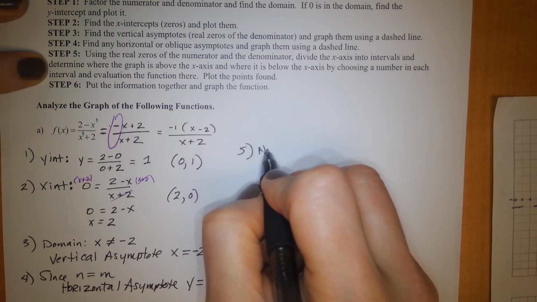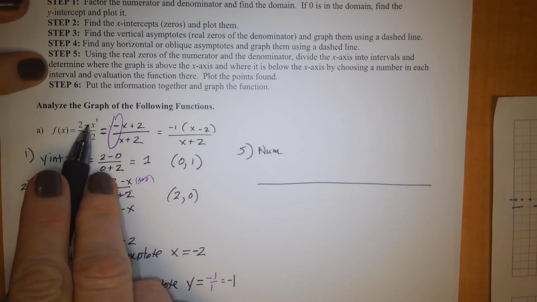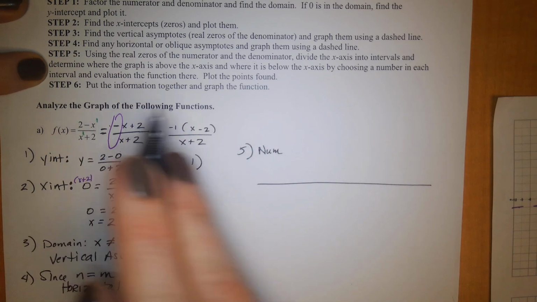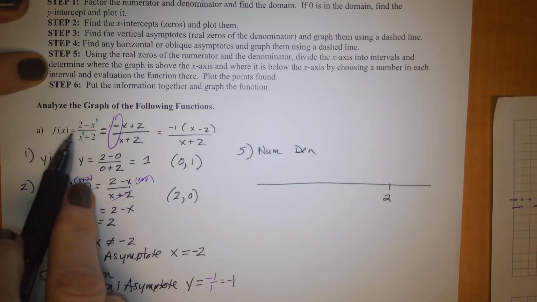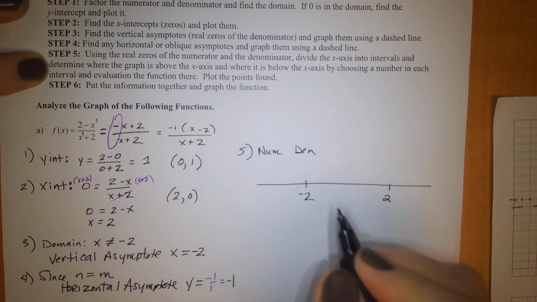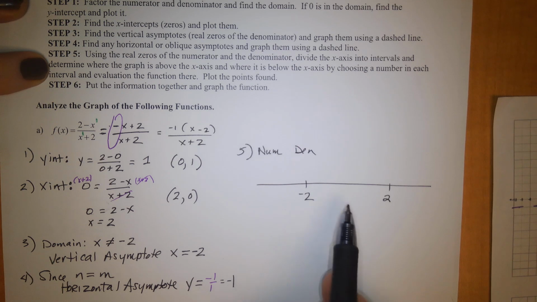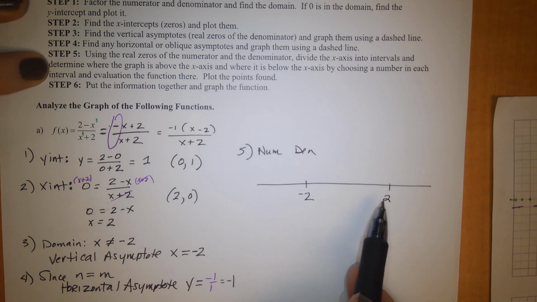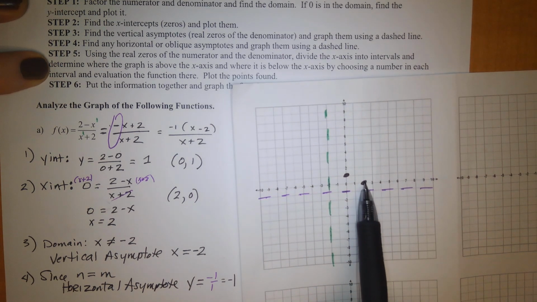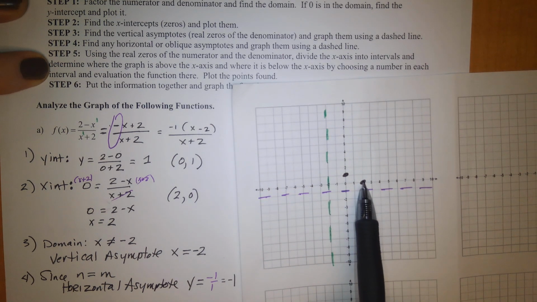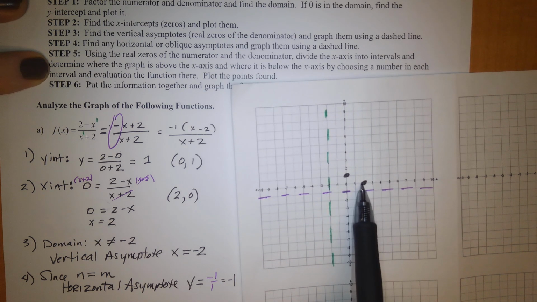So if we look at the numerator, what makes the numerator 0? 2. And then if we look at the denominator, what makes this 0? -2. So we're looking at those as potential critical points that we need to focus on in our graph. Because at +2, we have an x-intercept, and at -2, we have an asymptote. So those are going to be critical areas we need to focus on.